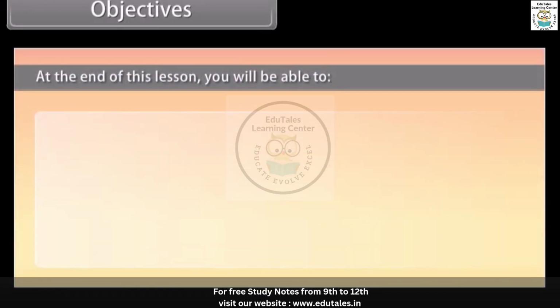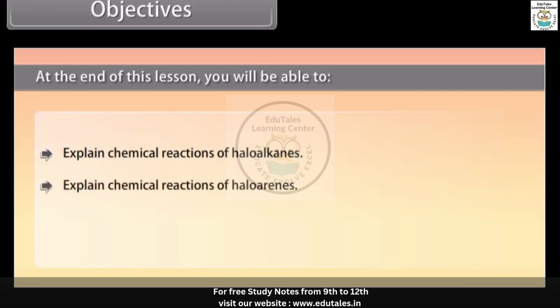Objectives. At the end of this lesson, you will be able to explain chemical reactions of haloalkenes, explain chemical reactions of haloarenes, describe polyhalogen compounds.